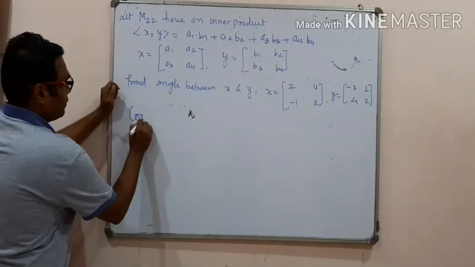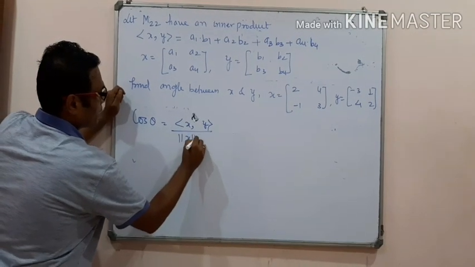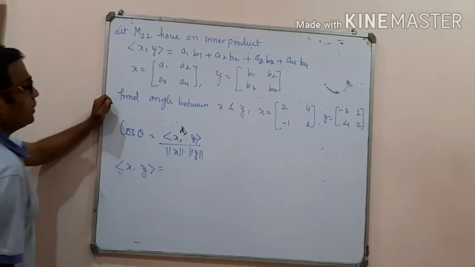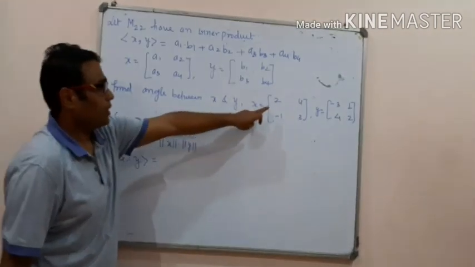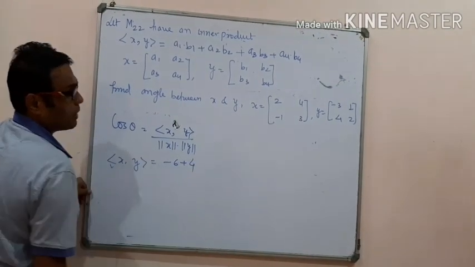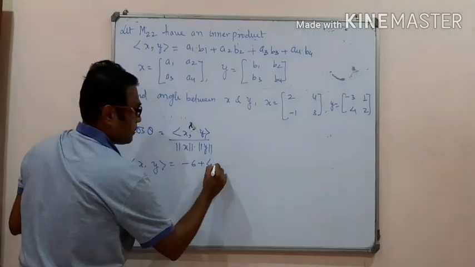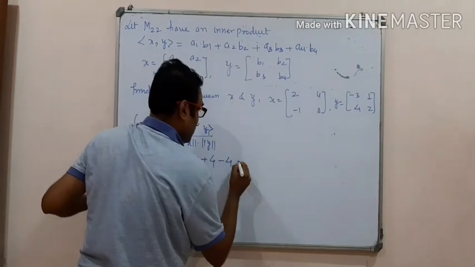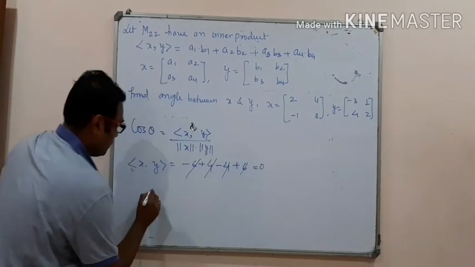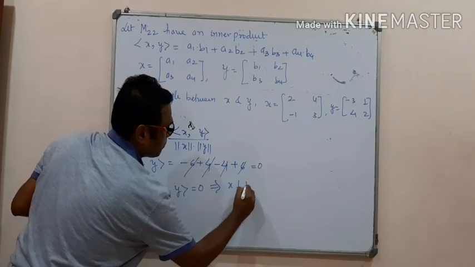Now theta is the angle, so our formula becomes inner product of x comma y divided by norm of x into norm of y. Now we compute x comma y. According to this inner product, our first element is multiplied by this, so it is minus 6. The second element is multiplied by the second element, that is 4, then minus 4, then plus 6. Here we observe that this is equal to 0. So the inner product of x comma y is equal to 0, which implies that x is perpendicular to y.